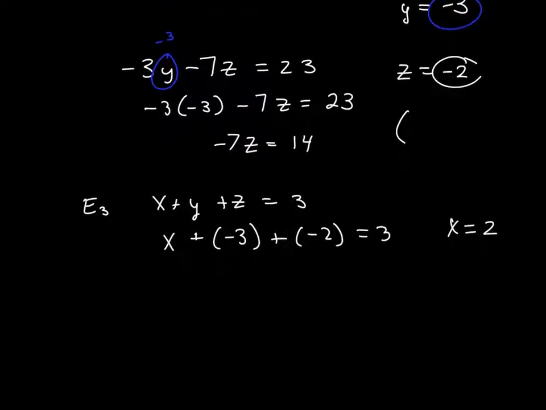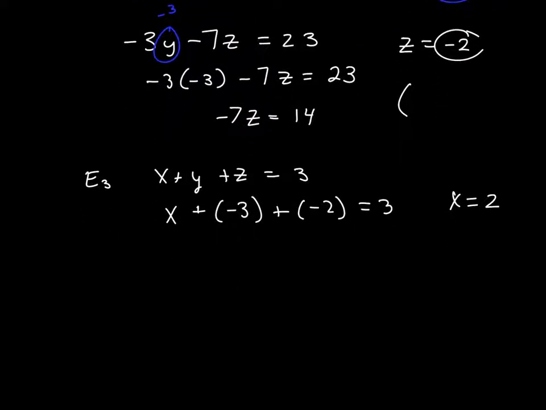So just remember to make sure you write your answer as a point, and that point would be 2, negative 3, and negative 2. It's always in the form x comma y comma z.